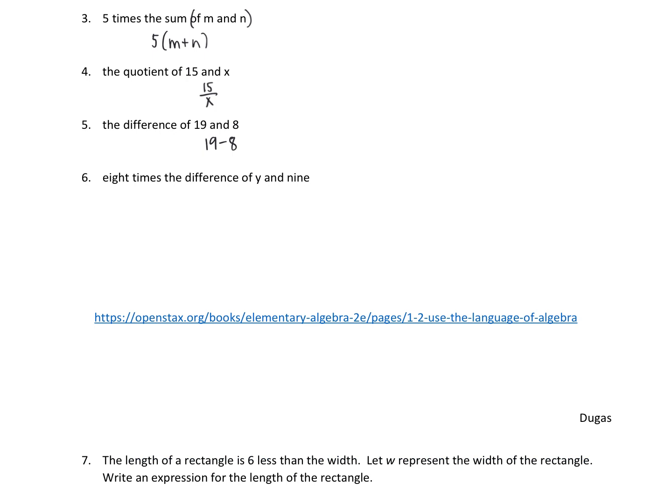And then number 6, we have 8 times the difference of y and 9. So 8 times the difference, meaning you need to find the difference first and then multiply by 8. So 8 times the difference of y and 9. So it'll be 8 times the quantity y minus 9.